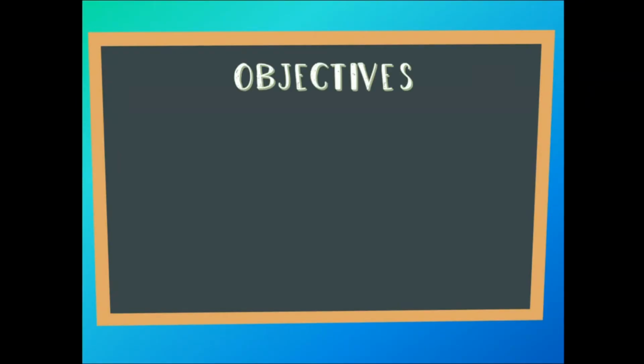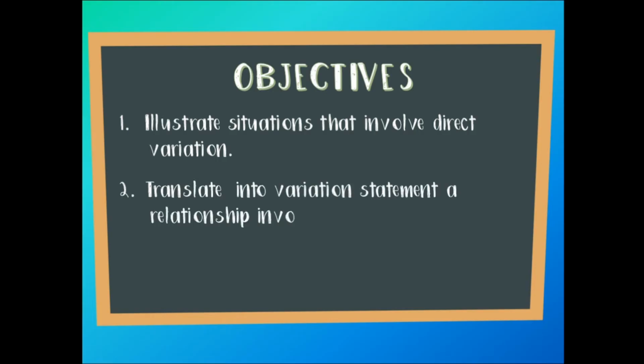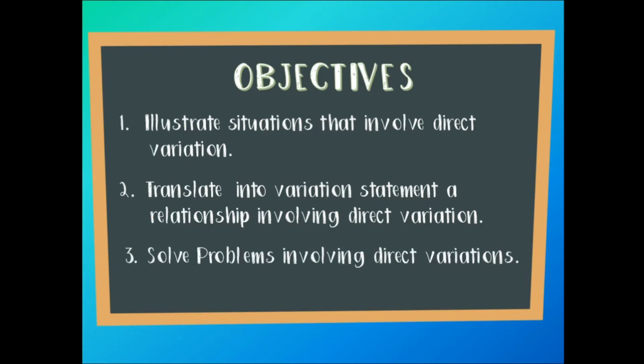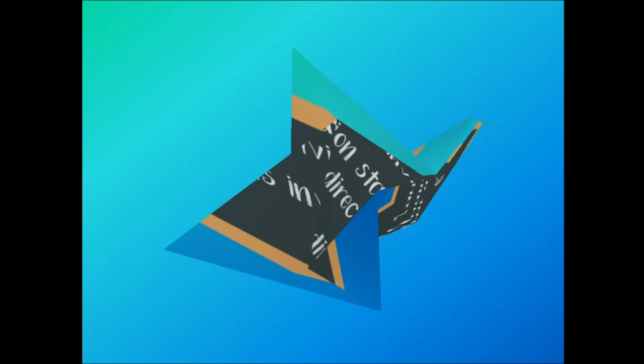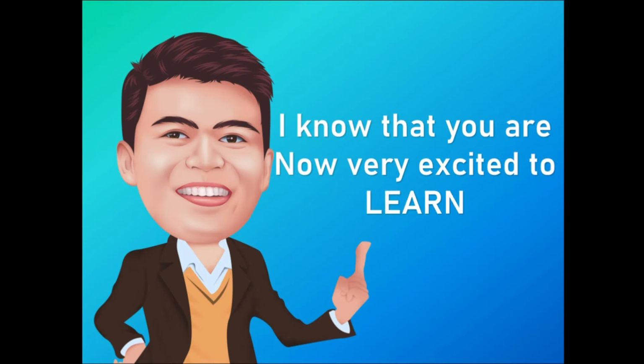These are the objectives of our lesson. Number 1, illustrate situations that involve direct variation. Number 2, translate into variation statement, a relationship involving direct variation. Number 3, solve problems involving direct variation. I know that you are now very excited to learn. Let's analyze and answer some activities.